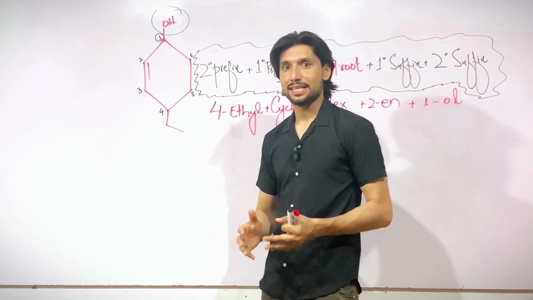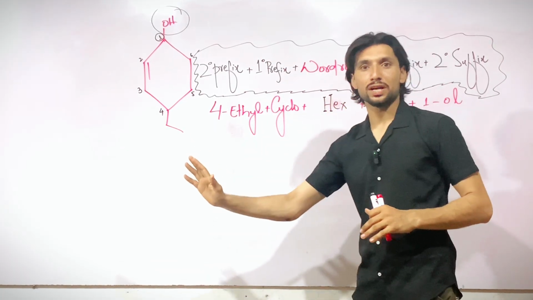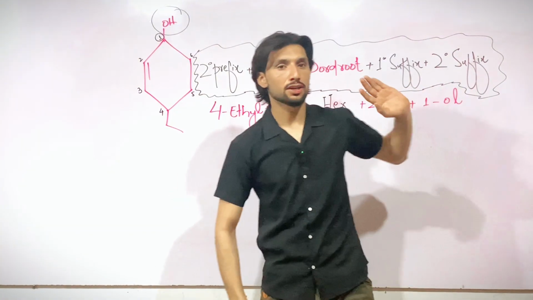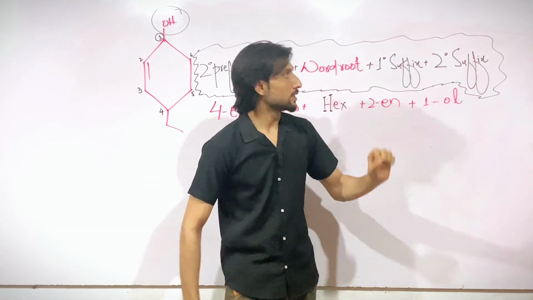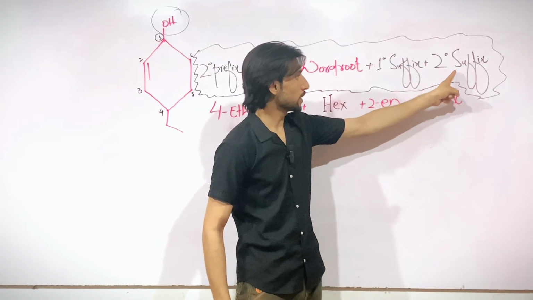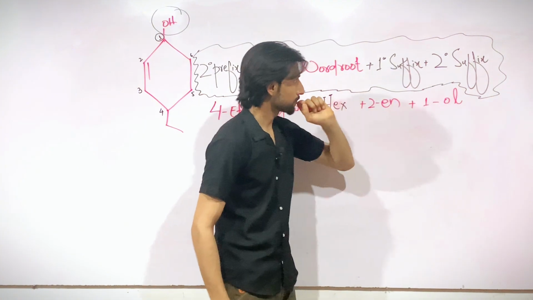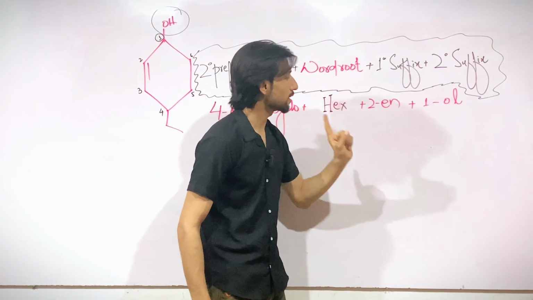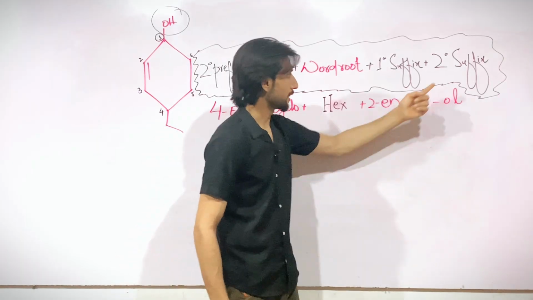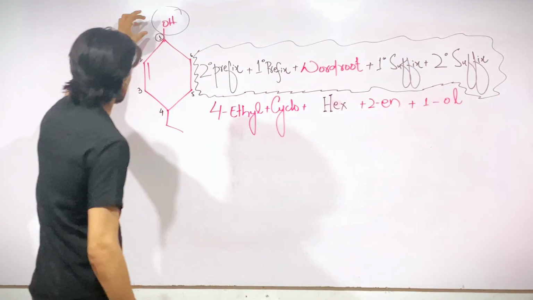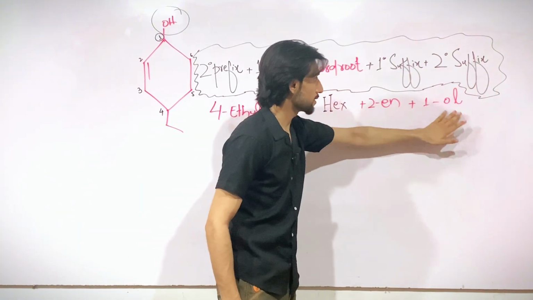The skeleton has already been fixed: the word root in the middle, on one side we have prefixes, and on the other side of the word root we have suffixes. So the secondary suffix will show our functional group. The secondary suffix is the real signature of the molecule. So in this case too, this compound's functional group appears in the secondary suffix.